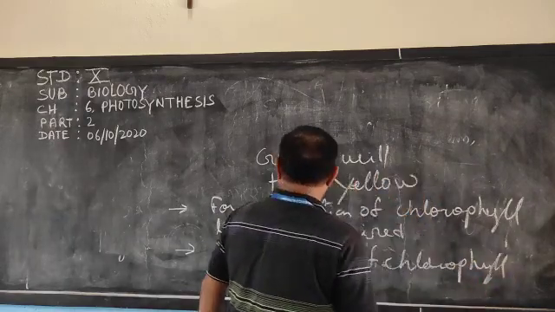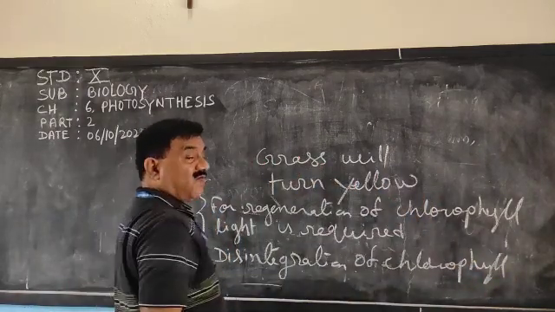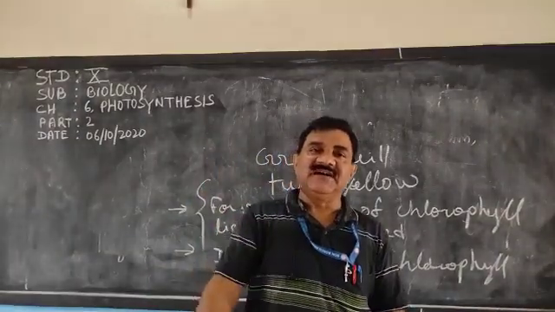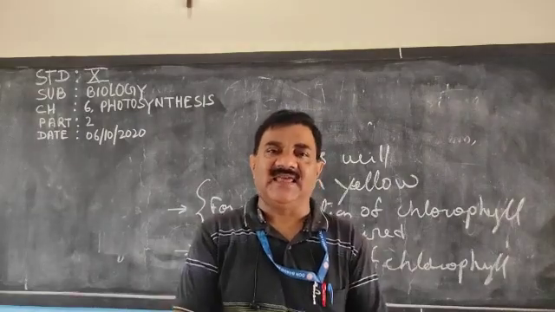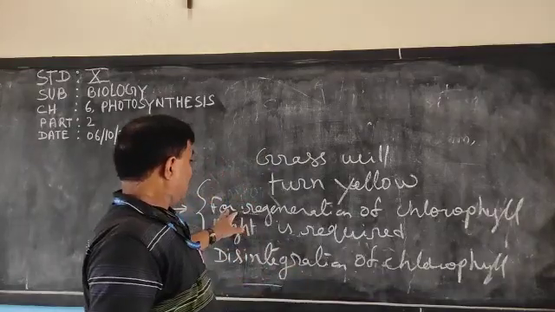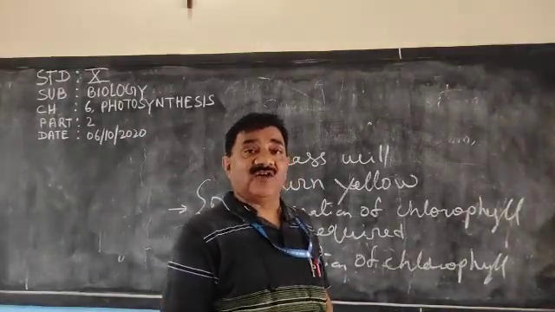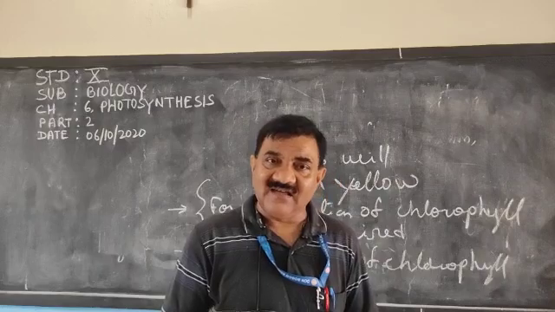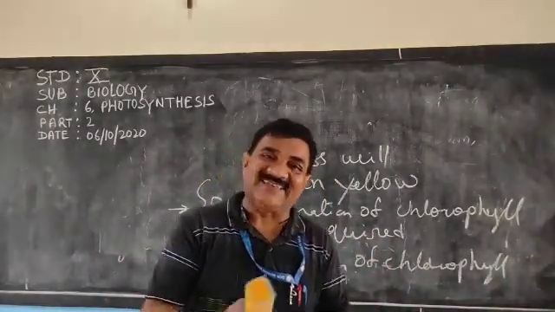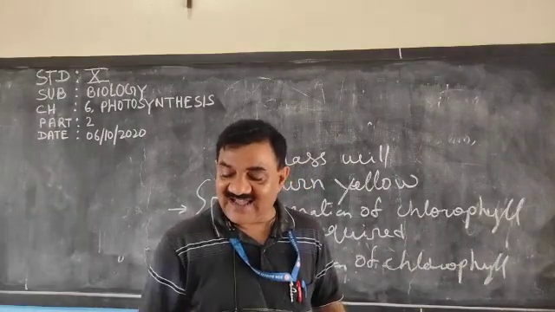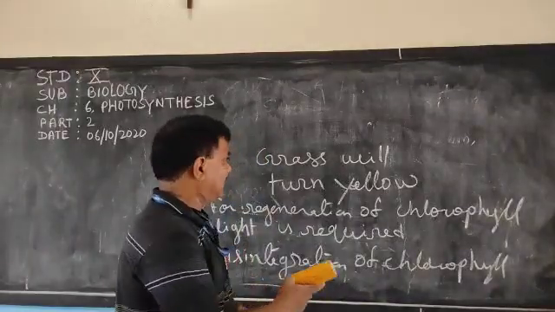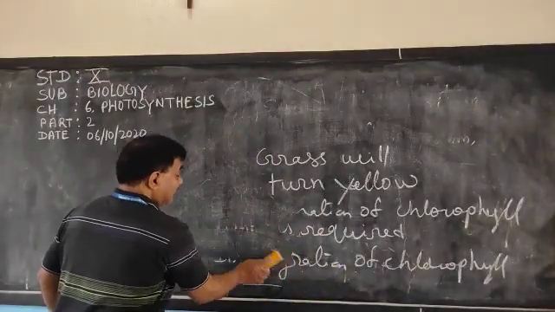So very important, a written question: why does grass turn yellowish if it is covered by a brick or a stone or any other thing for 2 or 3 days? The reason is regeneration of chlorophyll will not take place in the absence of light, and the chlorophyll whatever was present in the grass will disintegrate. So the grass will appear yellowish. So that part is clear.